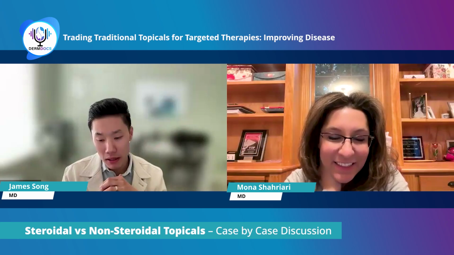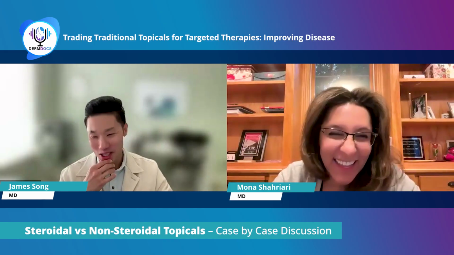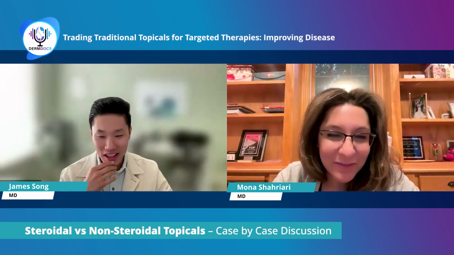But they are also limited by how much body surface area you can use it for and how long you can use it for. And probably one of the most frustrating things, which is not the drug's fault, it's the labeling, is you can't use it with systemic agents. Although Mona, you just authored a paper, right, looking at combining it with systemic therapies, showing that we can do it safely and effectively. But that is kind of the one asterisk, I would say, with ruxolitinib.